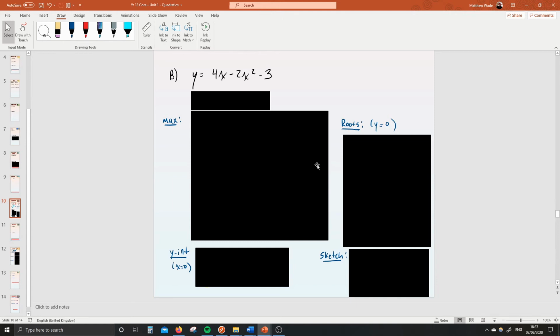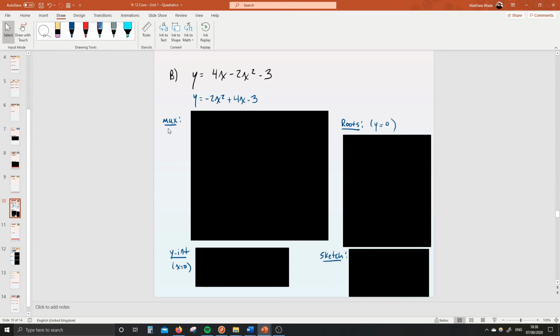Okay. For this one here, it's 4x take 2x squared take 3. Step 1 is it's in the wrong order. The x squared term should be first, okay? All of our stuff works with the x squared term being first. So step 1 is to rearrange it. Cool.